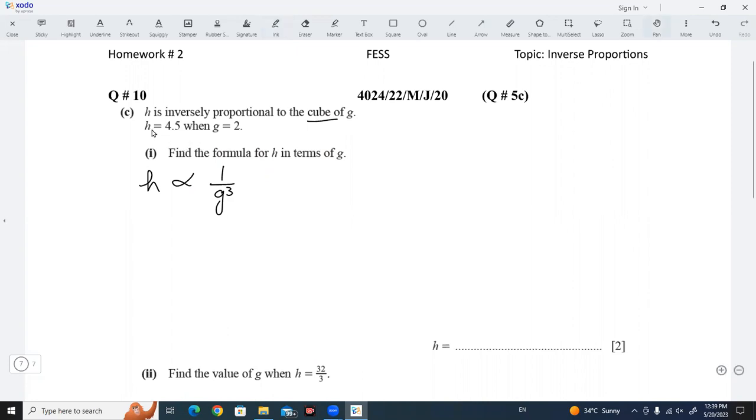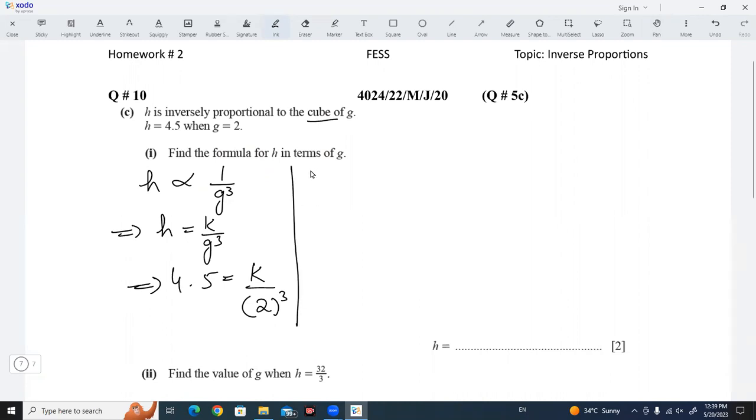Okay. So what we have to do, before replacing h, we have to replace that proportional sign with the constant and an equals sign, and then we have to replace h with 4.5. So 4.5 equals k over what's the value of g? g is 2. What's the cube of 2? 2 times 2 times 2 is 8. So 4.5 equals k over 8. So now cross multiply. So 4.5 times 8 equals k.